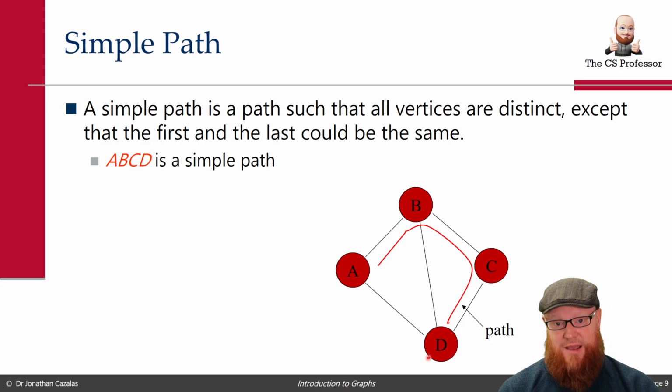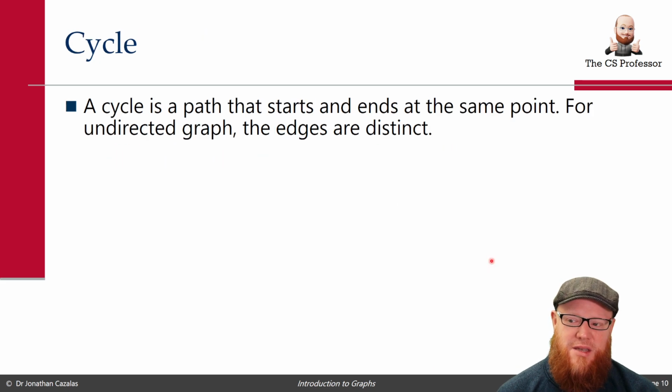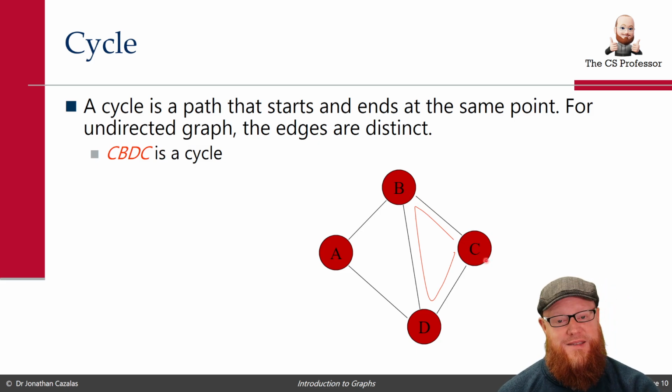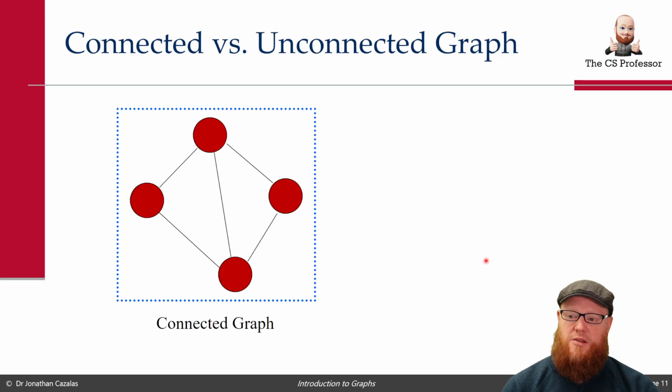That's clearly not a simple path because we repeated B. This is the idea. It's the basic term here. What is a cycle? A cycle is a path that starts and ends at the same vertex, at the same node. For an undirected graph, the edges, of course, will be distinct. So here we have a cycle from C to D to B back to C. So when we end at that same vertex where we started, that is called a cycle in graph terminology.